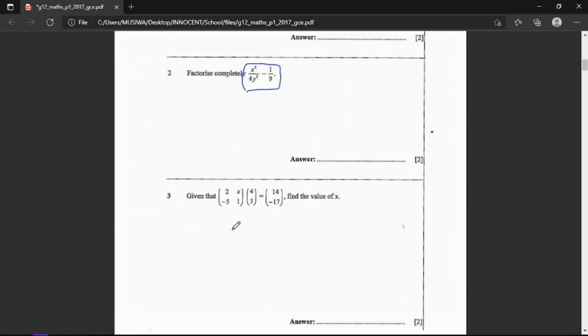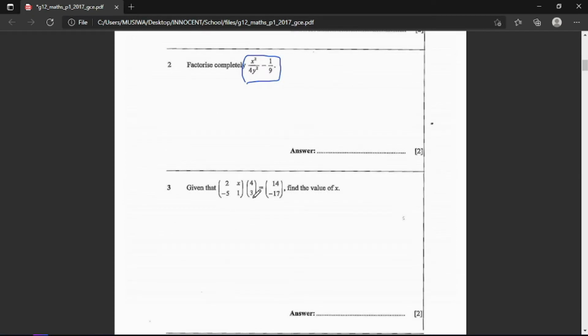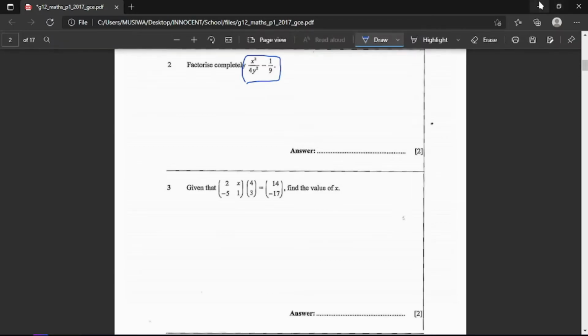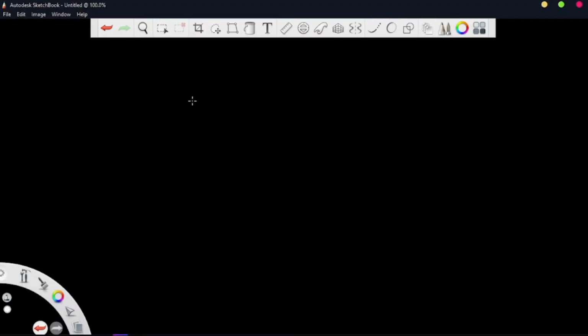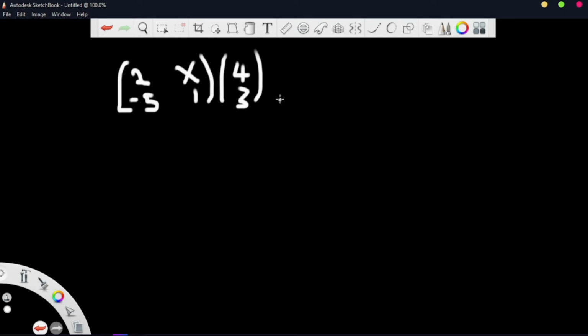My other question is: given this matrix times that matrix is equal to that one, find the value of x. For this one we're going to find the value of x, and then we're going to prove if our value of x is correct. So our matrix is 2, x, 1, negative 5, times 4, 3, is equal to 14 and negative 17.